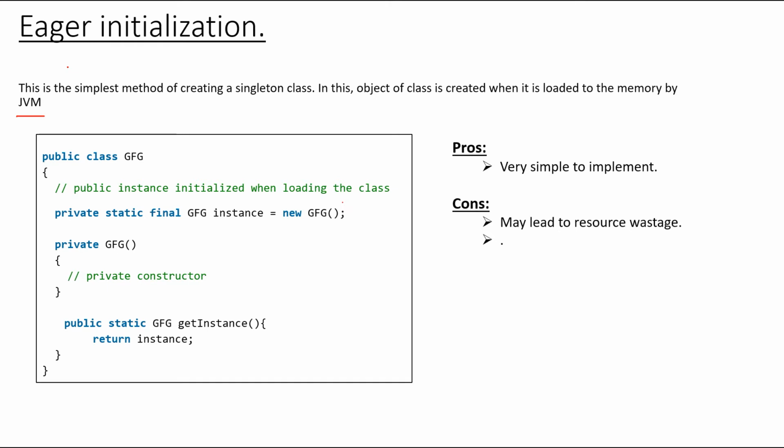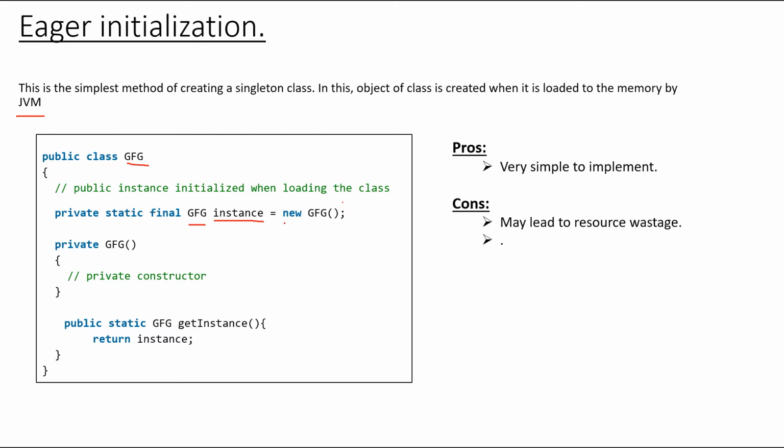So the first method with which we can create a singleton class is by the eager initialization. As the name itself suggests, it's an eager initialization, right? It means we are going to create that particular object at the very early stage. So if you see in this program, there is one class called GFG, and now we are creating a reference variable of this GFG class.